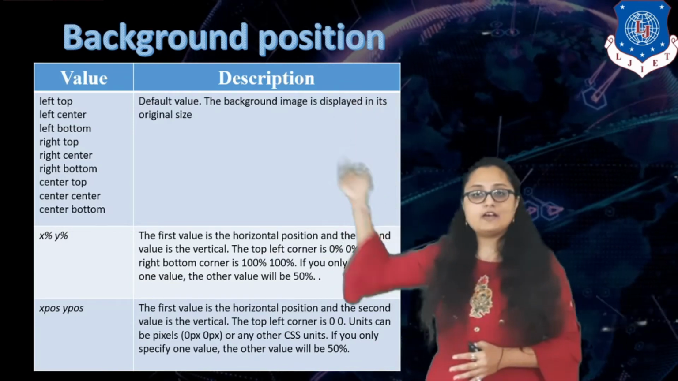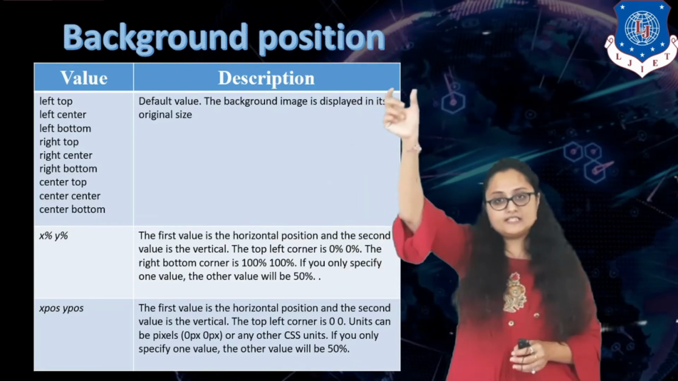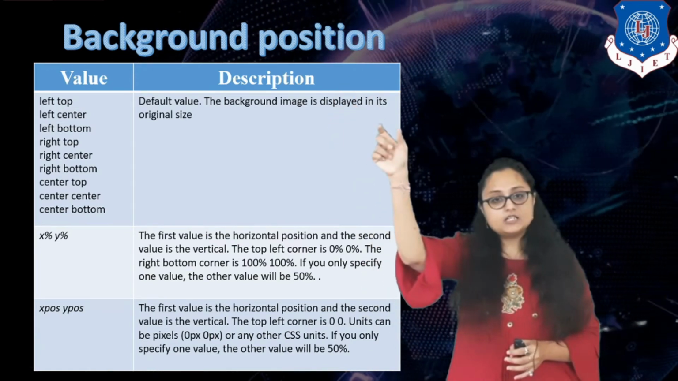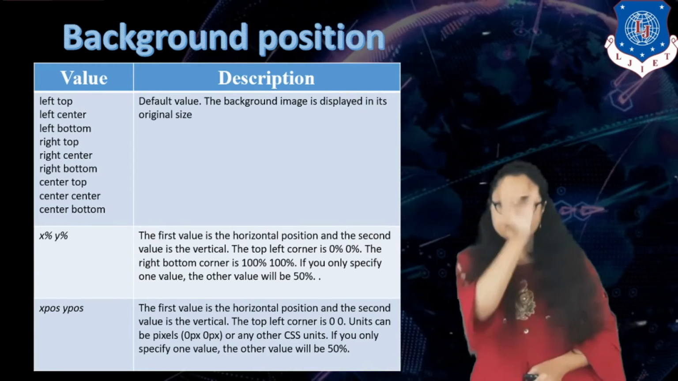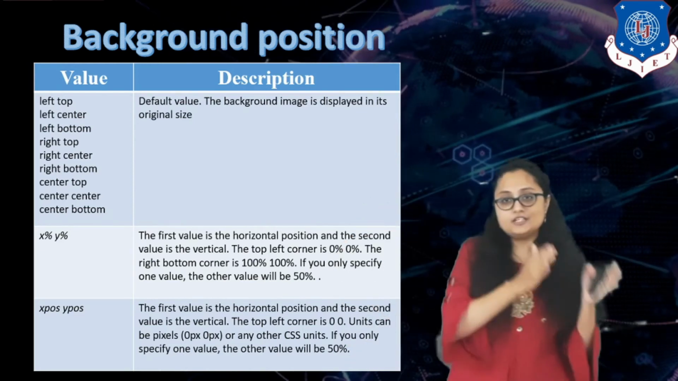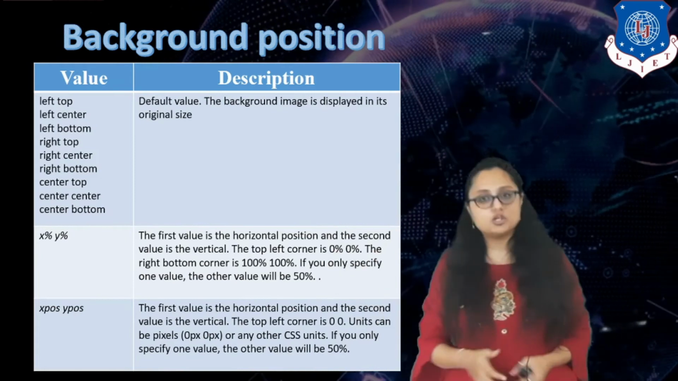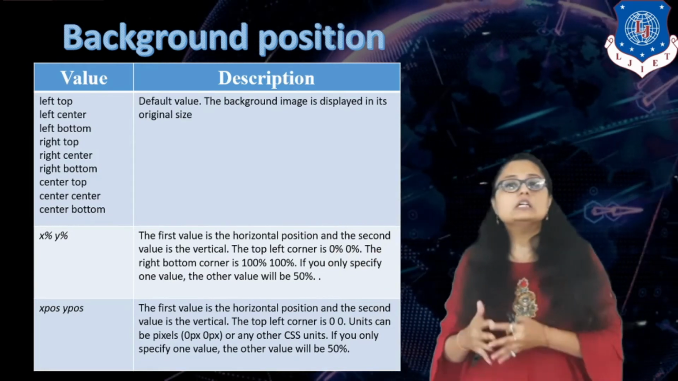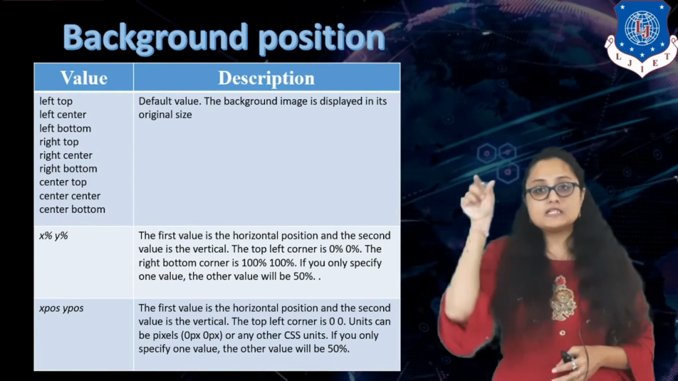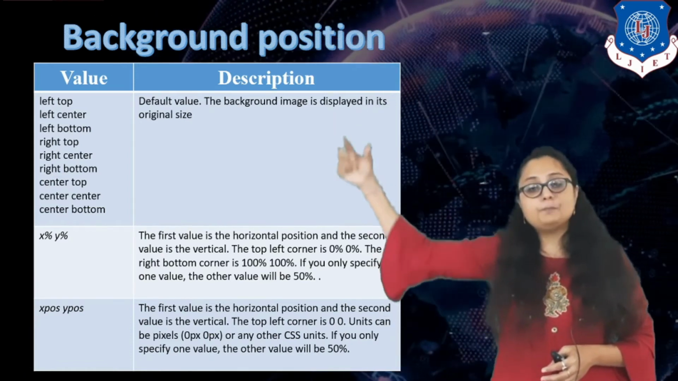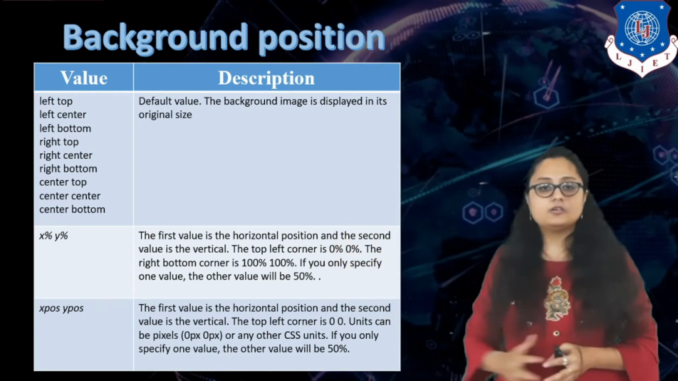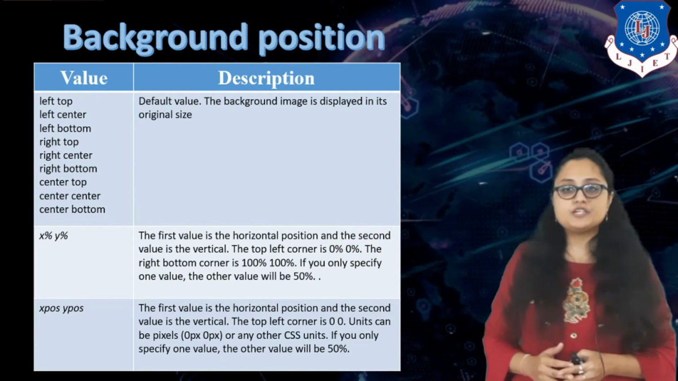These are the hard coded values that you can use: left top, left center, and left bottom, which is on the left hand side, bottom side. Then there is right top, right center, right bottom, center top, center center, and center bottom, right? So these are the property names, the different property names that you can give.